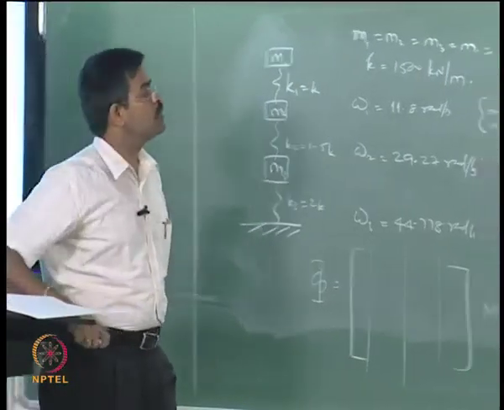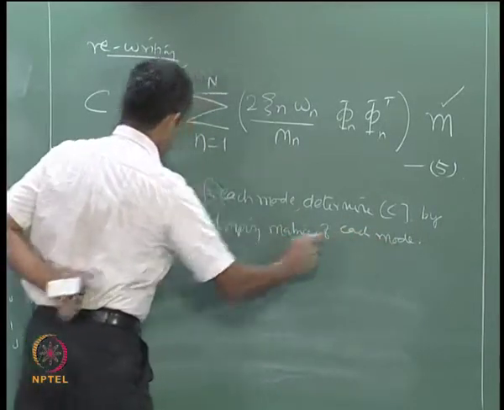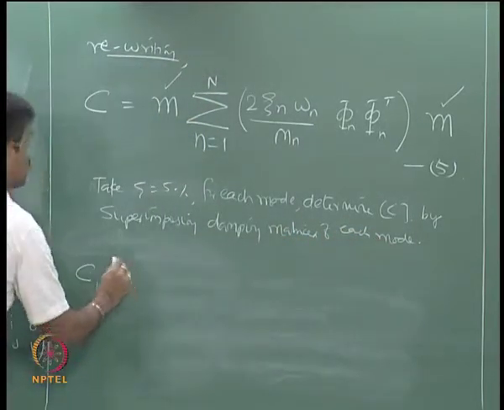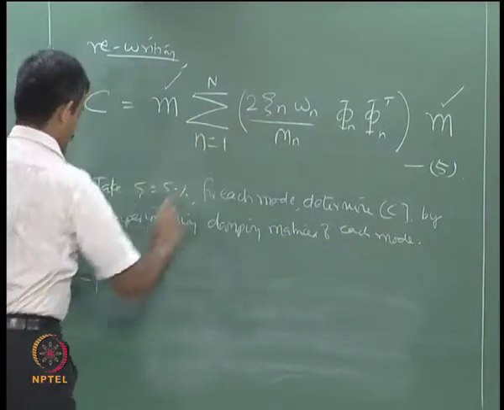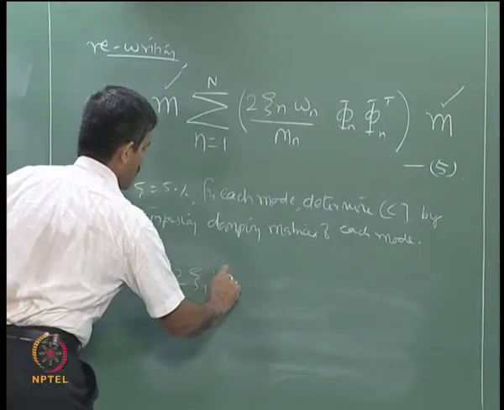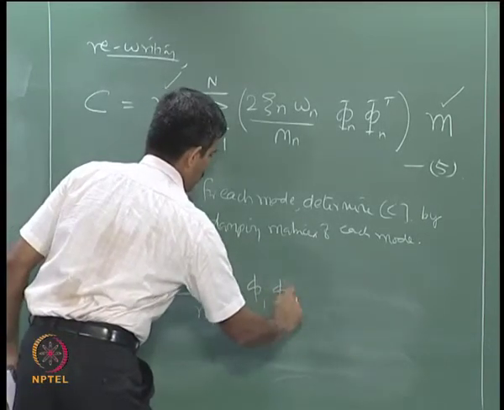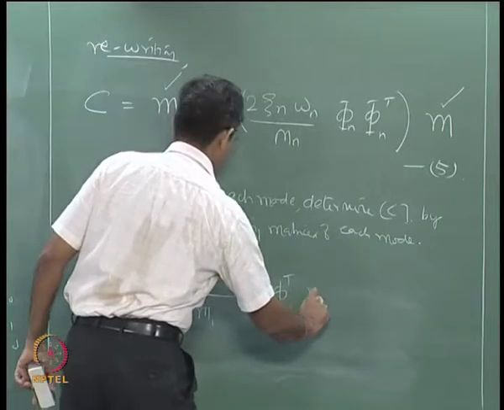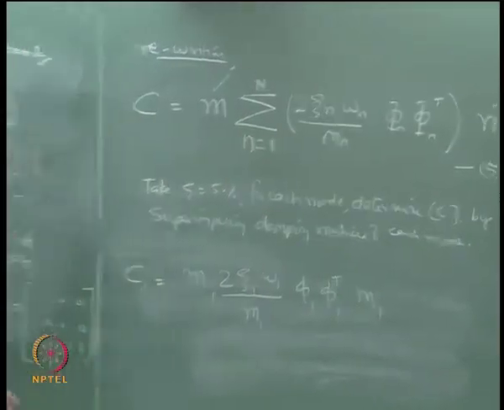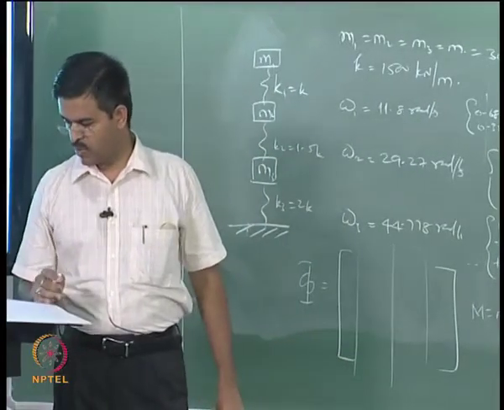So let us compute C1 first, because I need to find the damping matrix in each mode. So let us do C1 first. So here n is 1, so this becomes M times 2 zeta 1 omega 1 by m1 of phi 1 transpose of M phi 1. So pre-multiply, post-multiply, zeta 5%, and tell me what is C. Quick.